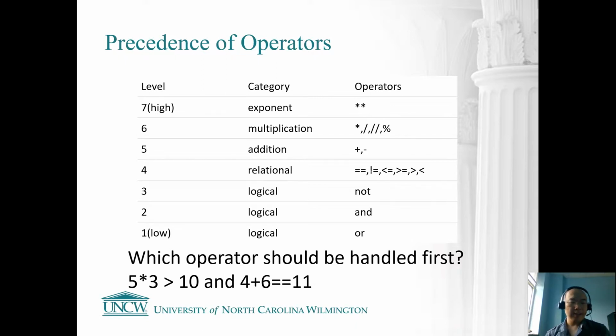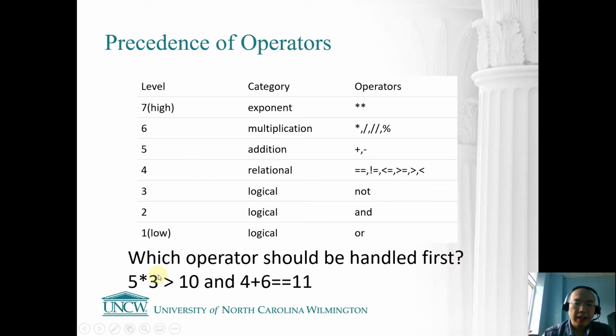So here is another question. 5 multiplied by 3 is greater than 10 and 4 plus 6 equals 11. How do we evaluate this? Super long, right? Well, if we just follow the operator precedence table, which operator do we want to handle first? That is the multiplication, right? So 5 multiplied by 3 is 15, and it will be replaced by 15.